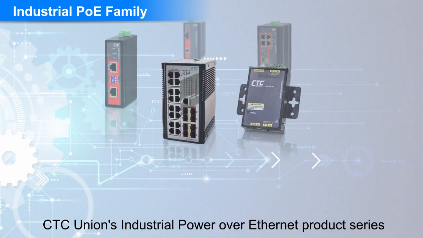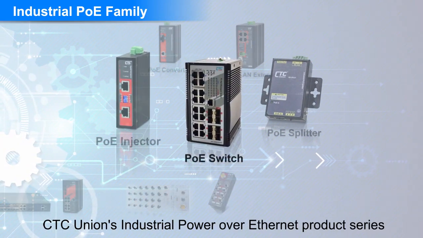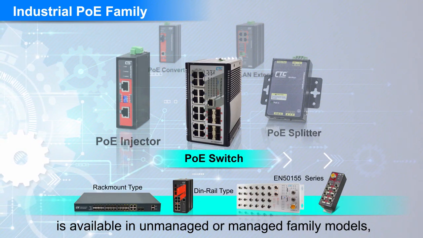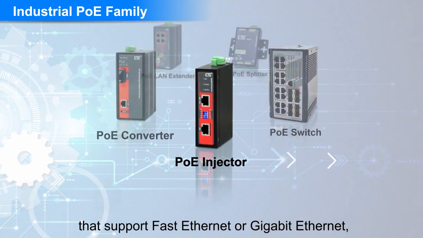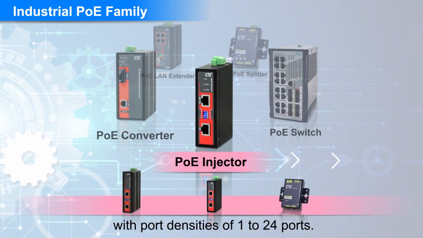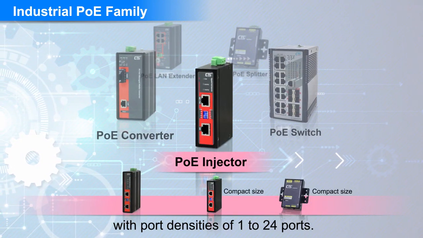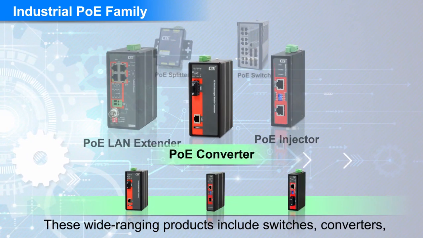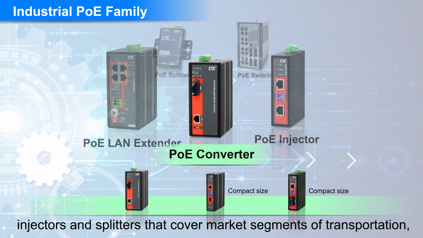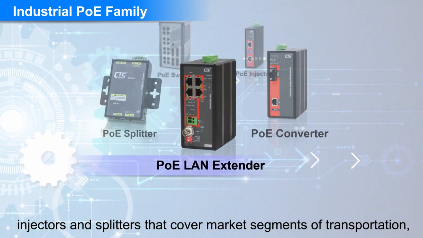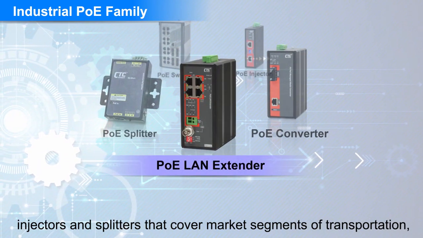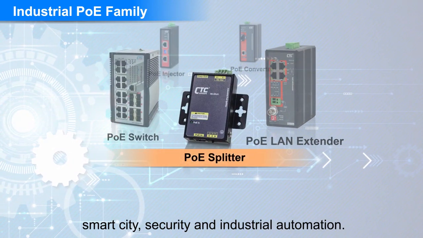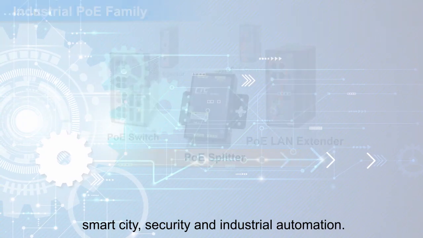CTC Union's Industrial Power over Ethernet product series is available in unmanaged or managed family models that support Fast Ethernet or Gigabit Ethernet with port densities of 1 to 24 ports. These wide-ranging products include switches, converters, injectors, and splitters that cover market segments of transportation, smart city, security, and industrial automation.